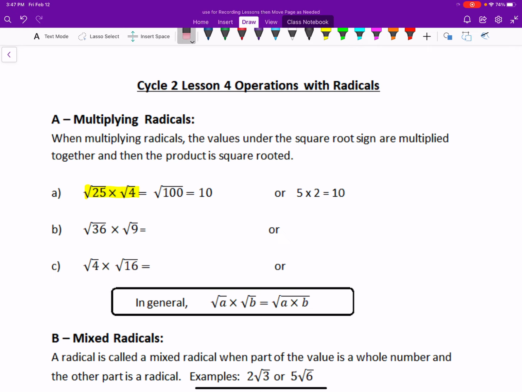You can see how it would give you the same answer even if I did them separately, because we know that the square root of 25 is 5, and the square root of 4 is 2, and 2 times 5 equals 10, so I would get the same answer either way. So it's just getting the same result in a separate, different path, let's say.